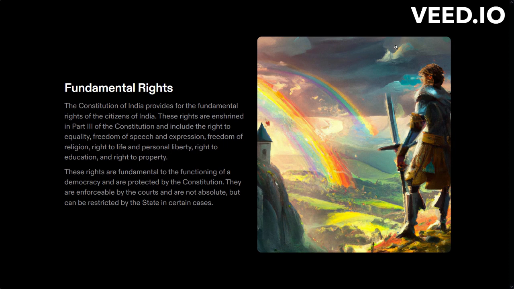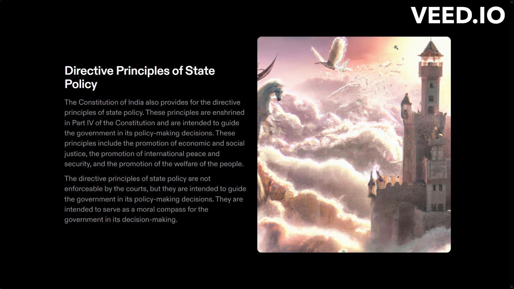Directive principles of state policy. The Constitution of India also provides for the directive principles of state policy. These principles are enshrined in Part 4 of the Constitution and are intended to guide the government in its policy-making decisions. These principles include the promotion of economic and social justice, the promotion of international peace and security, and the promotion of the welfare of the people.